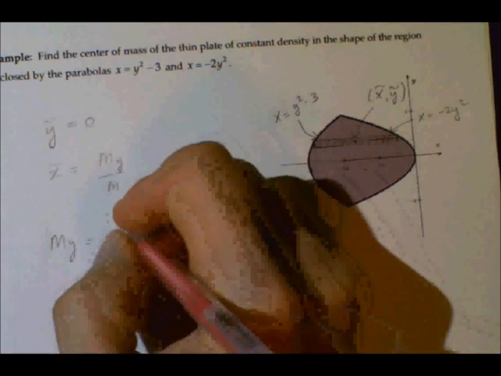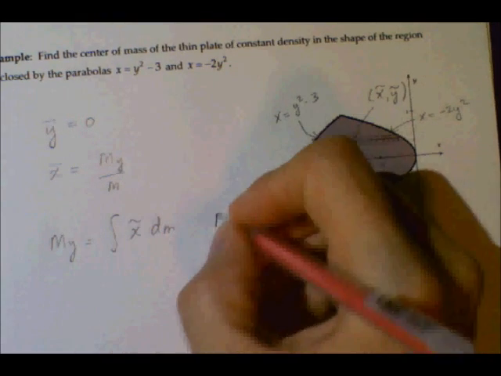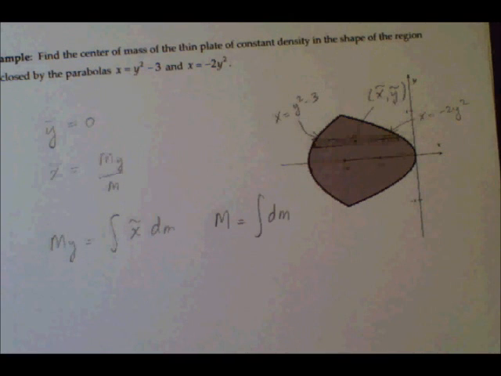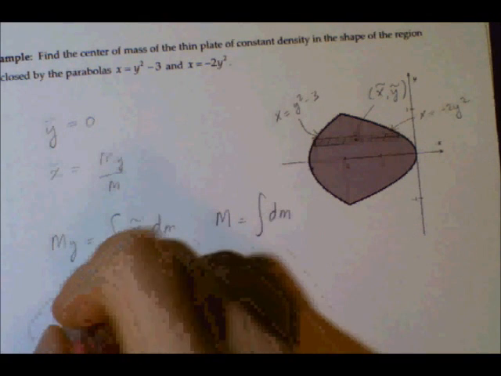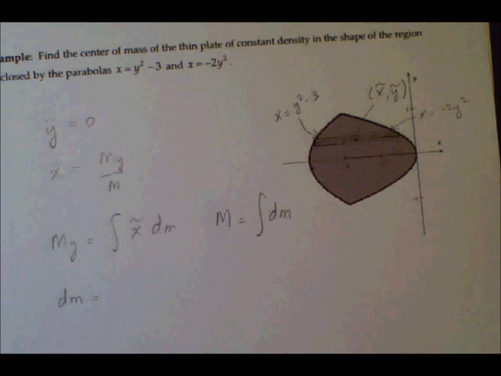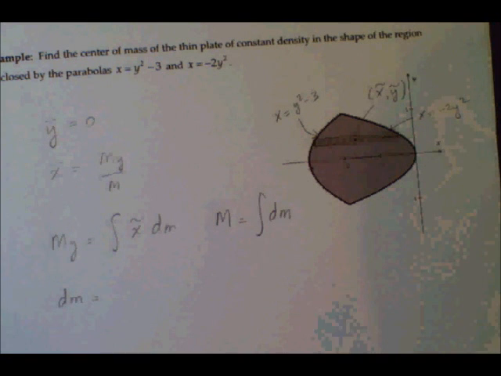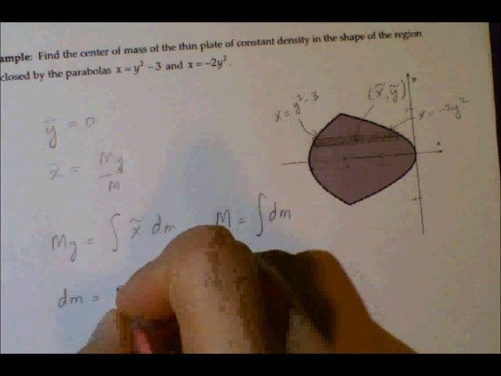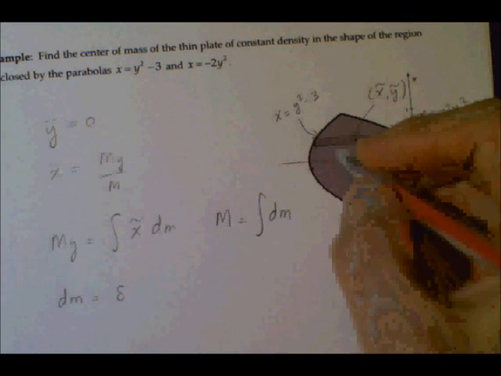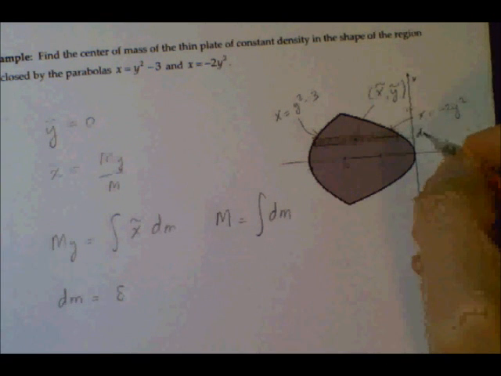And remember that m sub y is the integral of x tilde times dm, and the mass m is the integral of dm, where dm is the differential of mass. Let's calculate that. The differential of mass is the mass of this rectangular strip. To get the mass, we multiply the density, which we've been calling delta, times the area of the region. The area of a rectangle is length times width. The width is dy.